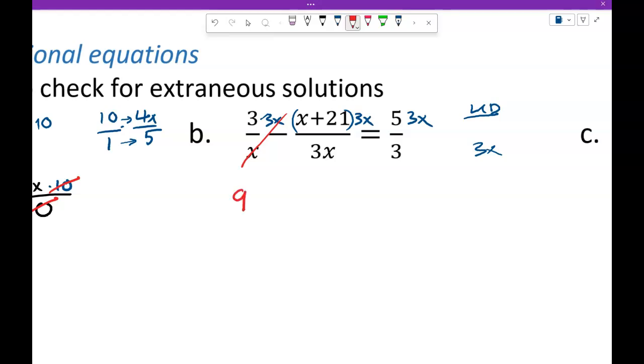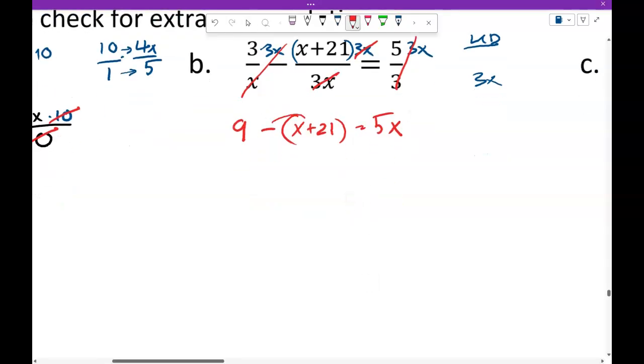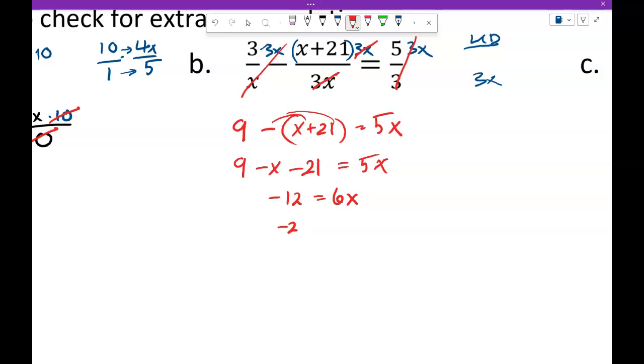X's eliminate, giving us 9. 3x's eliminate, giving us x plus 21. Don't forget the grouping. The 3's eliminate, leaving us with 5x. Because we're subtracting, we need to distribute the negative. And then we're left with a linear equation that we can solve. So we combine like terms. I have -12, and we add x to the other side to give us 6x.